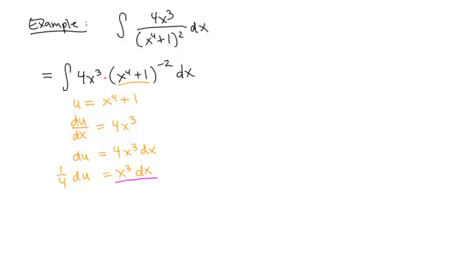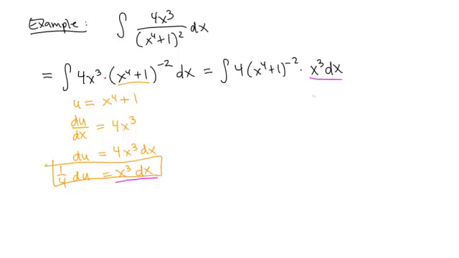Now, let me rearrange things around in this. We're going to have the integral of 4 times x to the fourth plus 1 to the minus 2 times x cubed dx. And that's the piece we're looking for. So this means the substitution will work. I can replace the x cubed dx with 1/4 du. And then any other x in the problem I can replace with the original substitution. So every x to the fourth plus 1 can be replaced with a u.